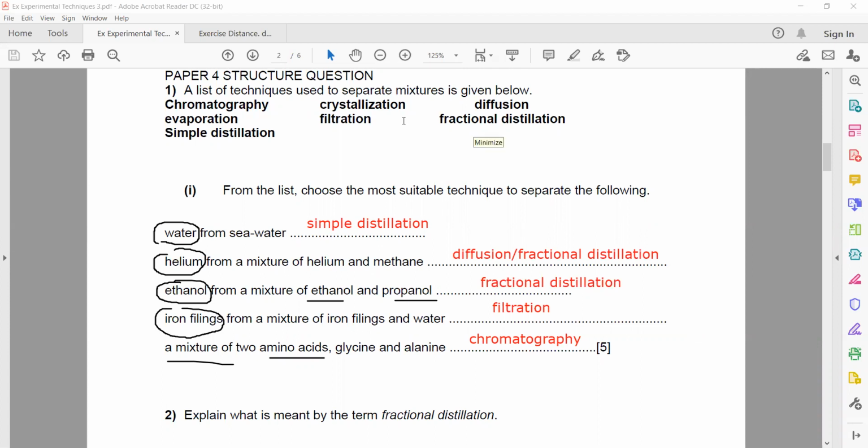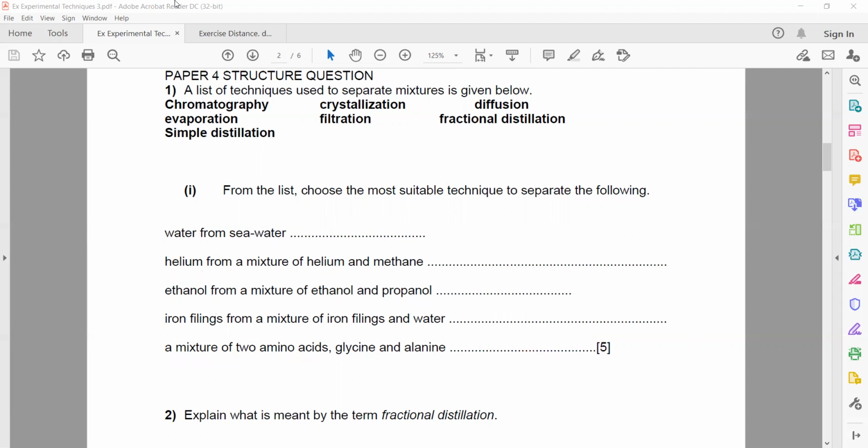So water from seawater, we use simple distillation. Mixture of gases, we use diffusion or fractional distillation. Alcohols are mixed together, we use fractional distillation. Iron filings are insoluble in water, so we can filter them out. And a mixture of amino acids, so we can use chromatography.